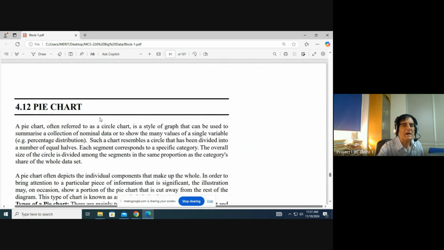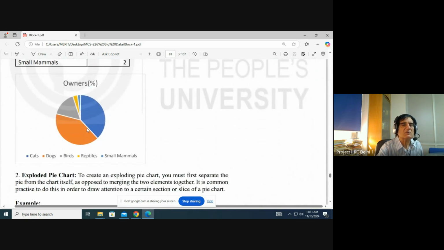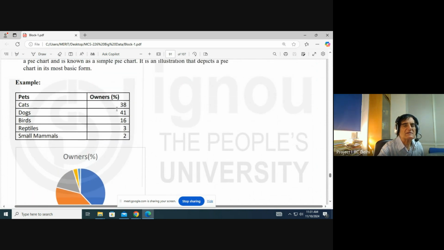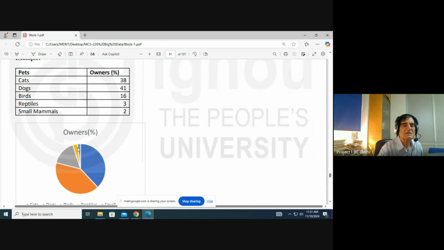Then units, pie chart, you know, round is so many owners, 5%, this percent, this percent, so that's the 360 degrees, all these are combined. So cats are 38%, dogs are 41%, birds are 16%, reptiles are 3%, small mammals are 2%. So that is 38% is this, then dogs are 41%, and this is 16%, and then 3% and 2%. So that makes the total pie chart.